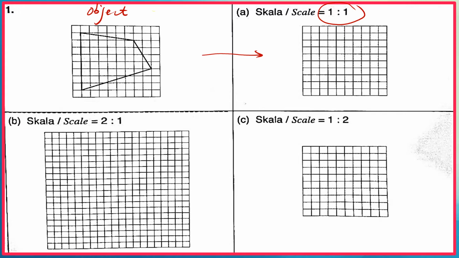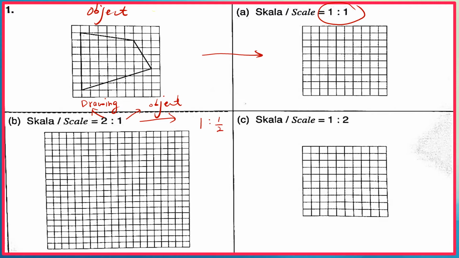For B, the scale is 2:1, and the number 2 here refers to the drawing. Remember, the first number always refers to the drawing and the second number refers to the object. For this scale, the drawing is bigger than the object, because the ratio is 2:1, so twice as big as the object. Each side of the object you times by 2.